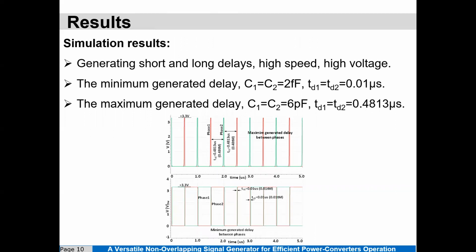This figure shows the simulation result for generating short and long delays for high speed and high voltage applications, respectively. The minimum generated delay is achieved by putting C1 equal to C2 equal to 2 femtofarad, which gives TD1 equal to TD2 equal to 0.01 microsecond. Similarly, the maximum generated delay is attained as TD1 equal to TD2 equal to 0.48 microsecond by utilizing C1 equal to C2 equal to 6 picofarad.